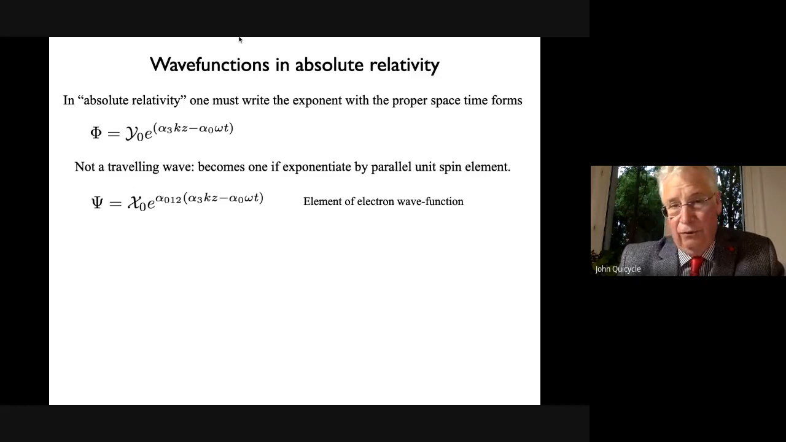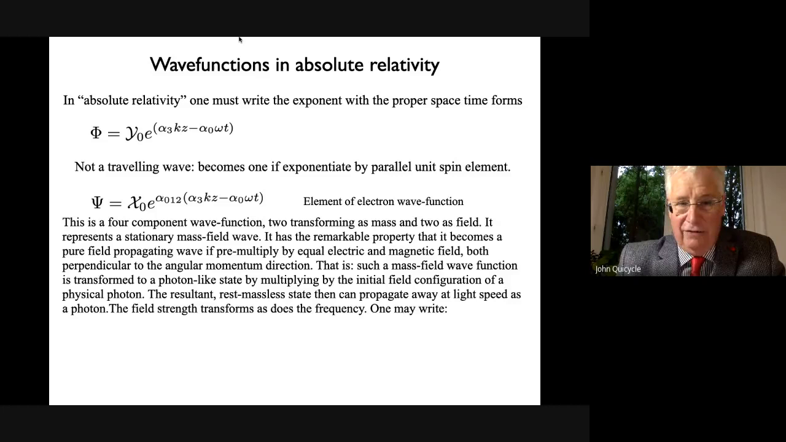So far so good. It all looks as though it's doing the right kind of thing. Four component, couple of masses, couple of fields. So that's a bit like a bit of an electron. But now the magic happens, and the magic is that if you change x0 from a scalar to something that looks like a photon configuration, E perpendicular to B, same magnitude, magic happens.